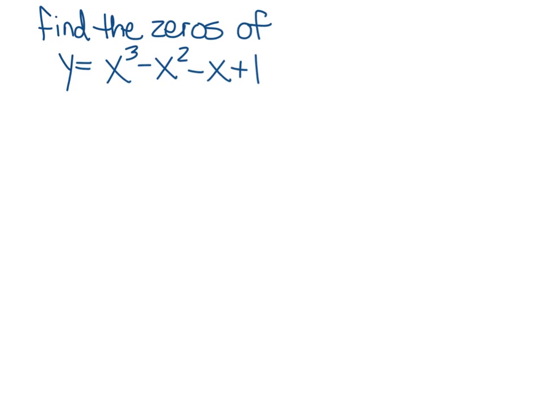Here is another review problem for you. This one I'm going to talk you through. Find the zeros of y equals x cubed minus x squared minus x plus 1. So we know in order to find the zeros, we want to try and factor. And the first thing you always want to do when you've got 4 terms is see if it will group. And in this case, it will group.